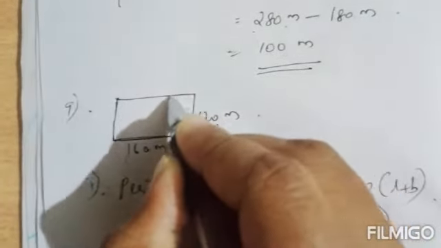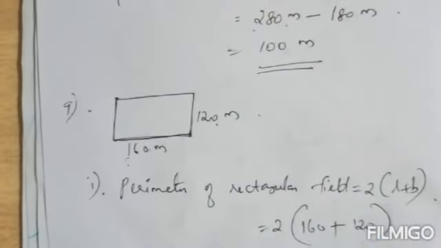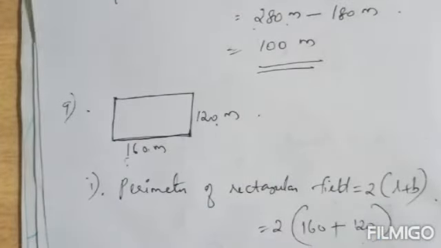Okay, so the length of fence will be equal to the perimeter of rectangular field.